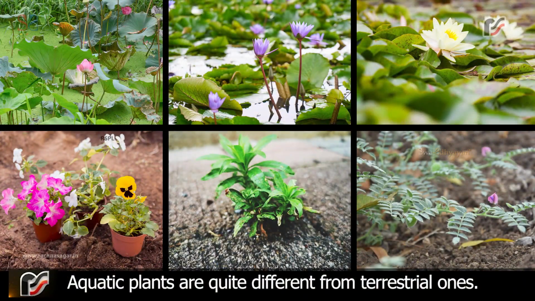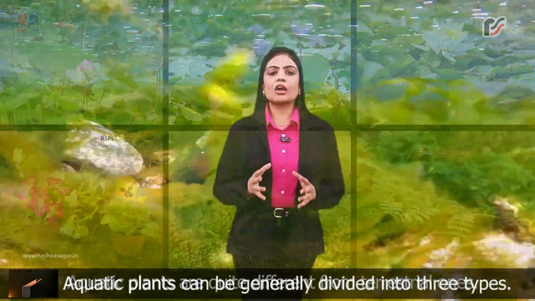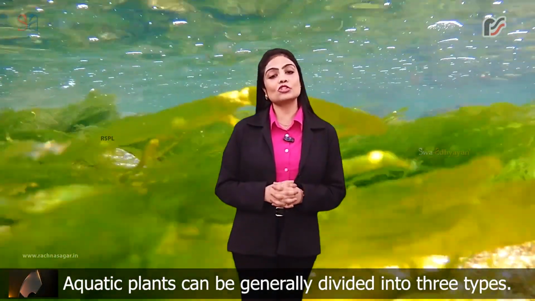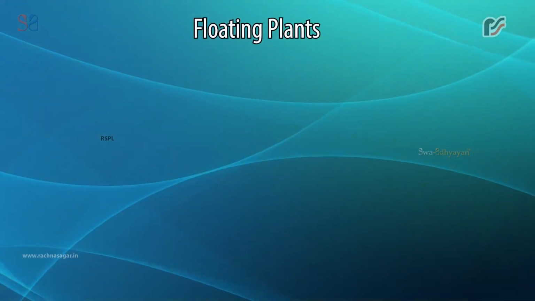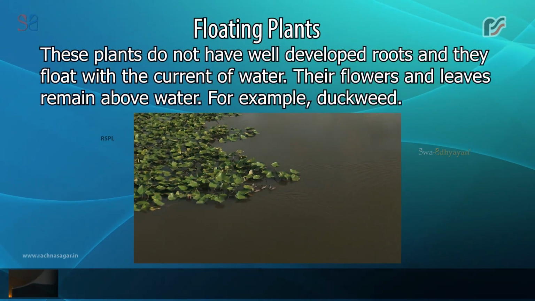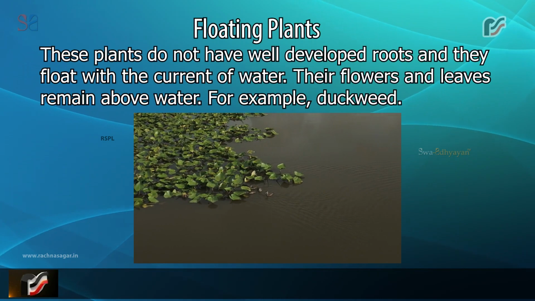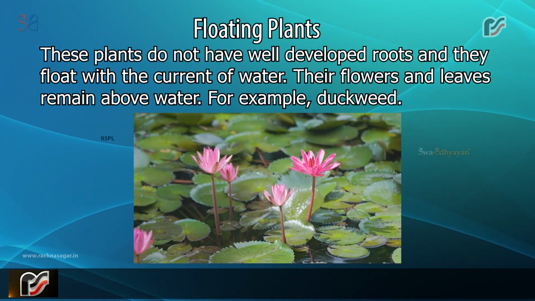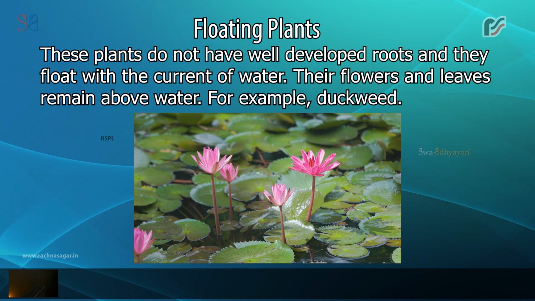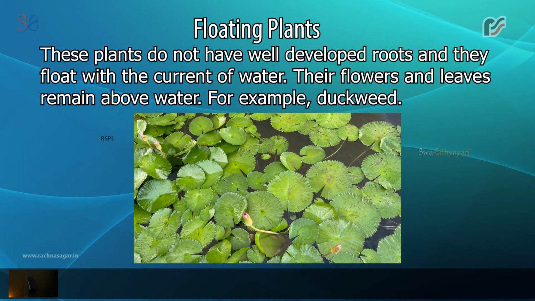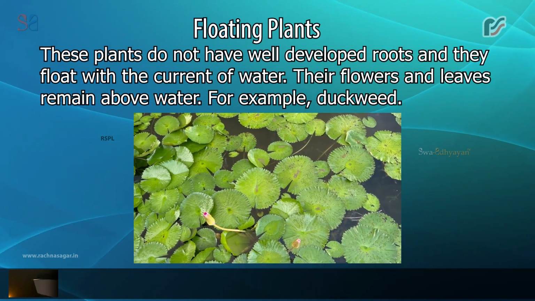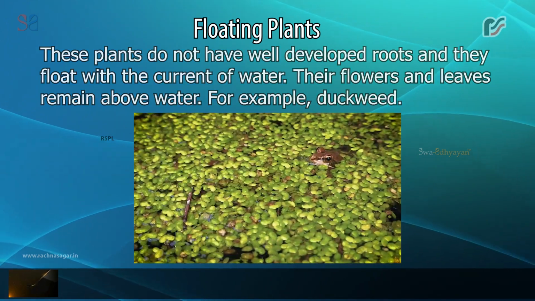Aquatic plants are quite different from terrestrial ones. Aquatic plants can be generally divided into 3 types. Floating plants. These plants do not have well developed roots and they float with the current of water. Their flowers and leaves remain above water, for example, duckweed.